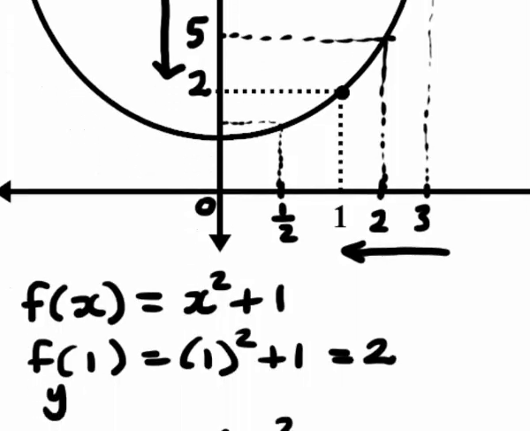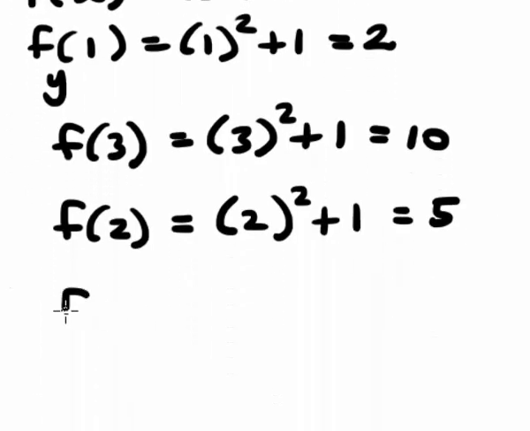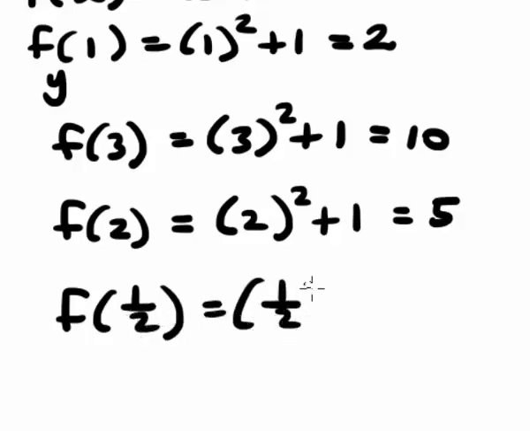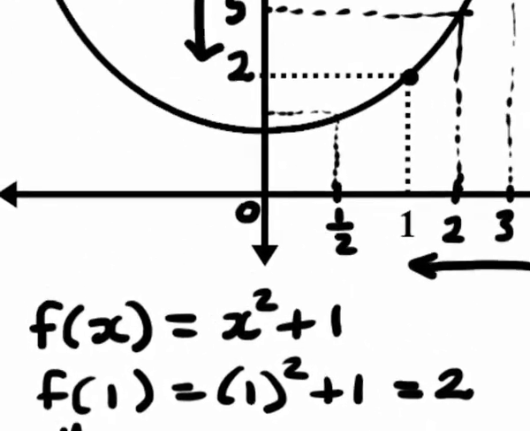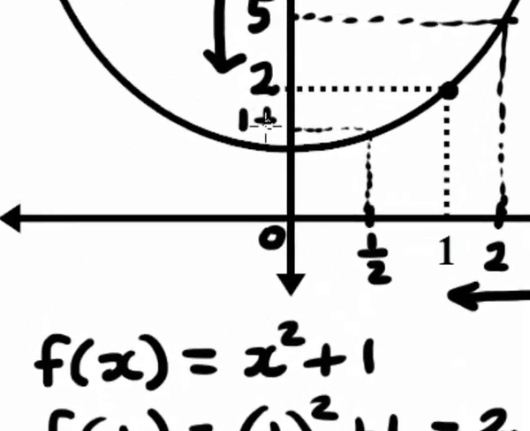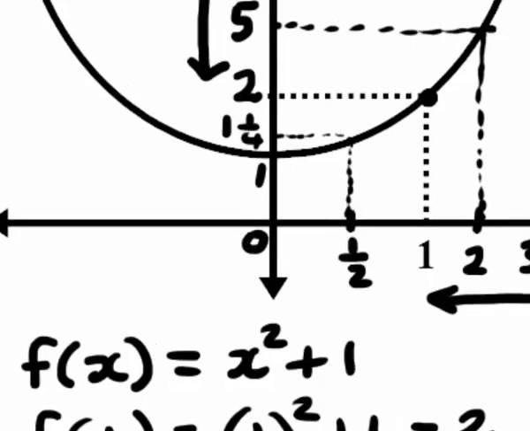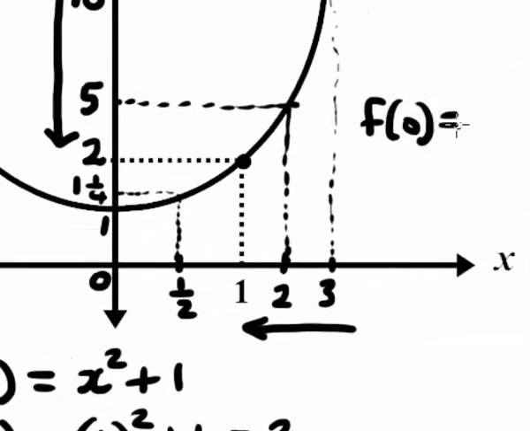What are the y values doing? Have a look here. Well, what is the f of a half? Well, that would be a half squared plus 1, which is a quarter plus 1, which is 1 1/4. So the corresponding y value here would be 1 1/4. Now if we choose naught, it would be 1, because what is the f of naught? It is naught squared plus 1, which is 1.